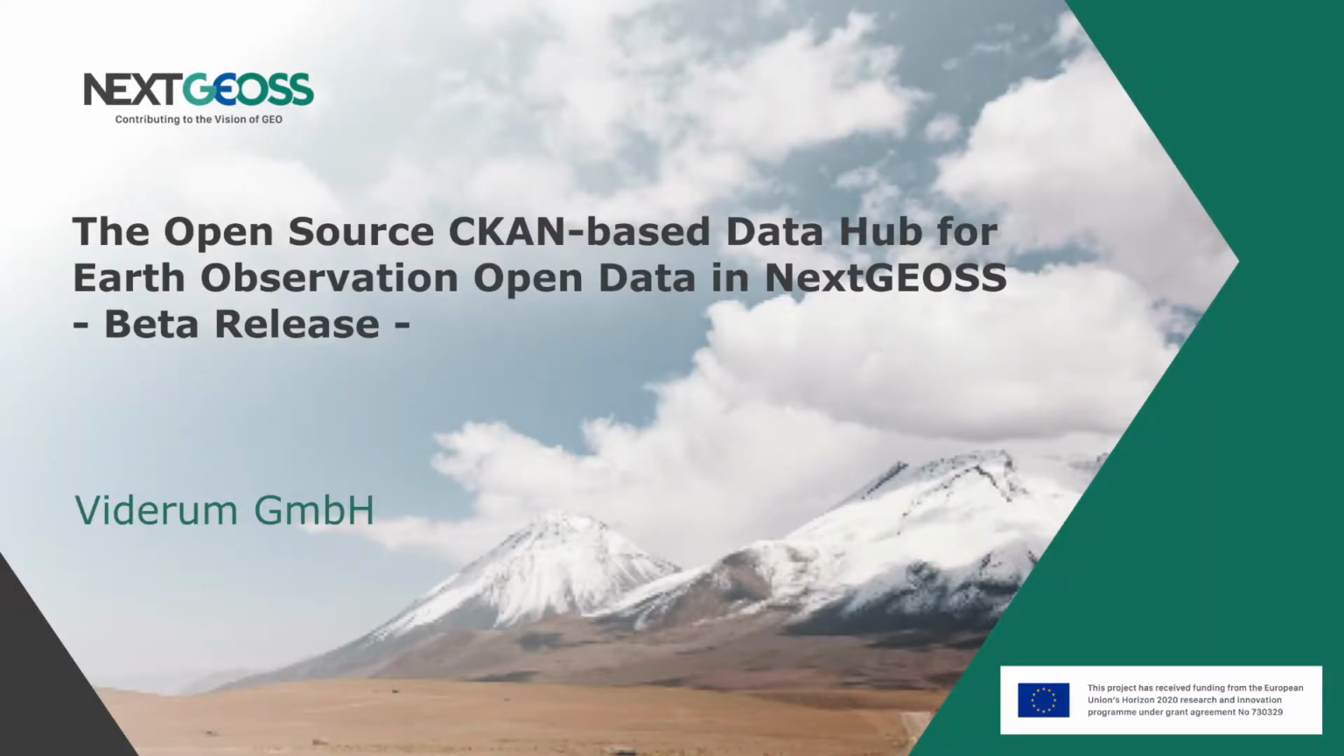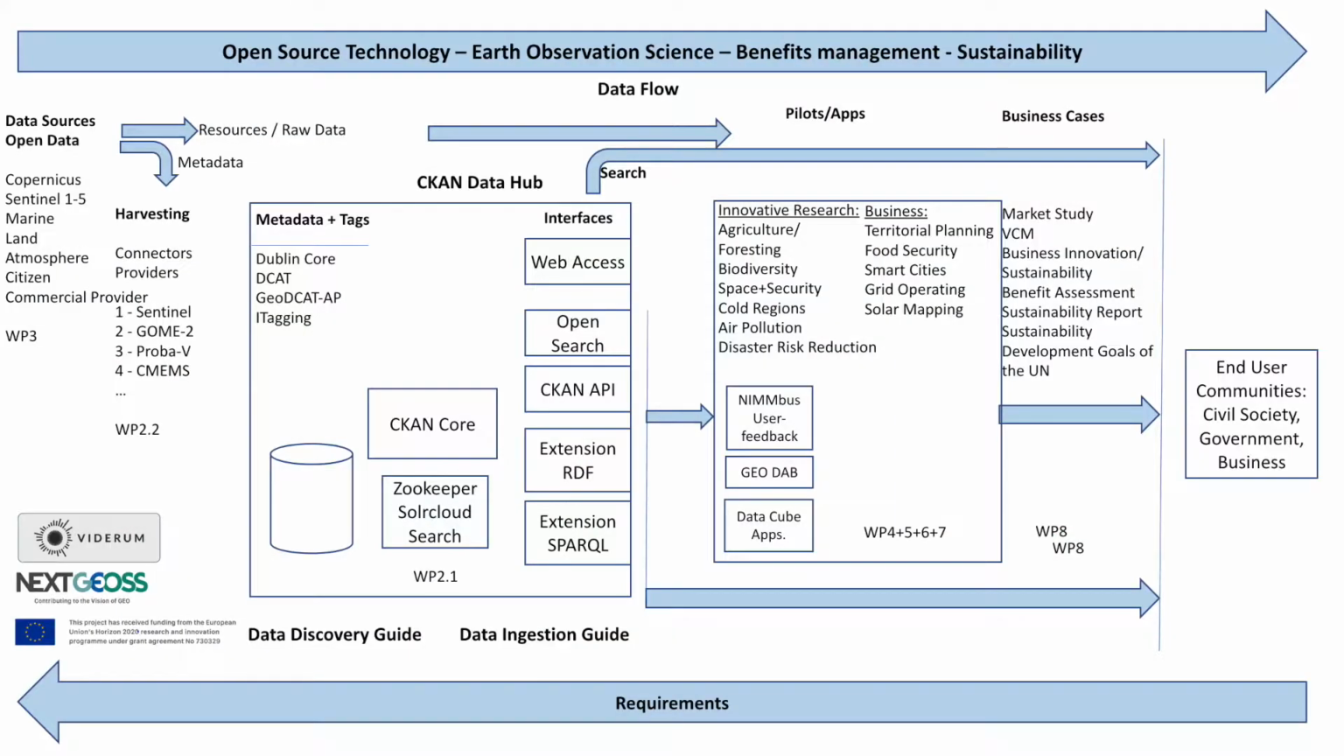Hello. Today's webinar is an introduction to the beta release of the NextGEOSS Data Hub. We'll begin with an overview of the data flow in the Data Hub, before walking through an interactive demonstration together. When looking at this chart, you will need to move with me from the left to the right. Work Package 3 defines the data sources that are to be harvested in the Data Hub. These are documented in the Data Discovery Guide.